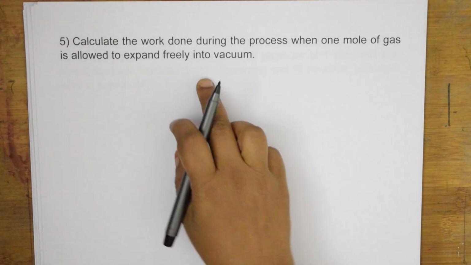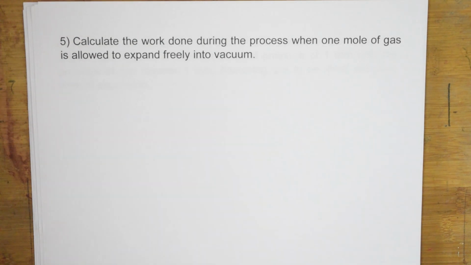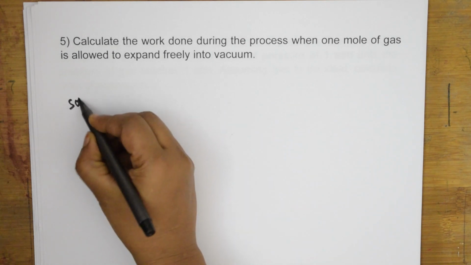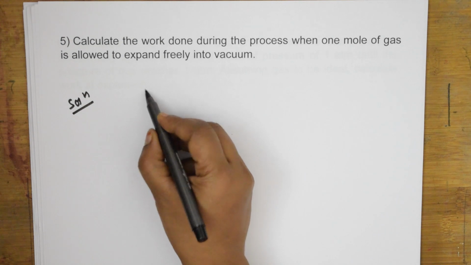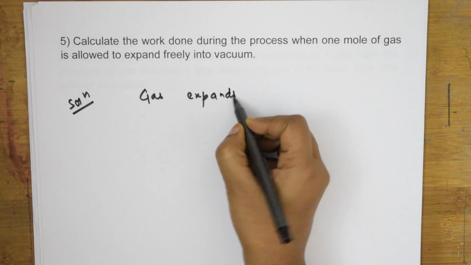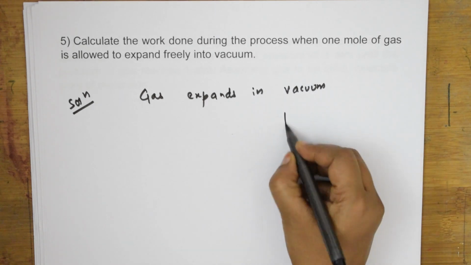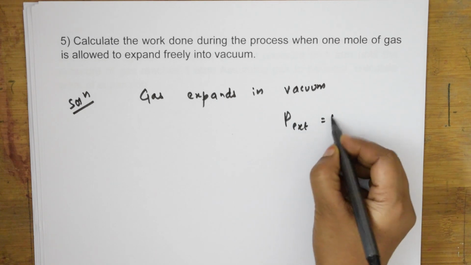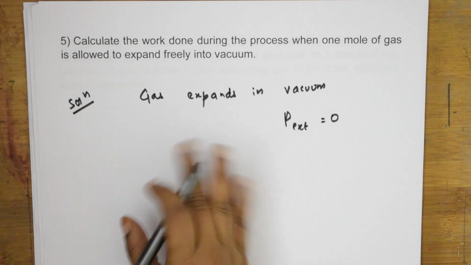Calculate the work done during the process when 1 mole of gas is allowed to expand freely in vacuum. Simplest numerical. Whenever gas expands in vacuum, what you should remember is that P external is 0. Right? So it is an irreversible process, remember.